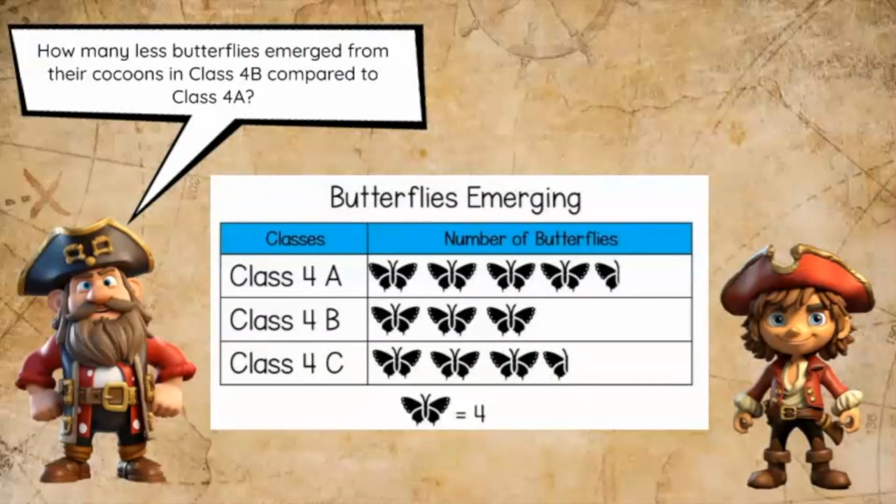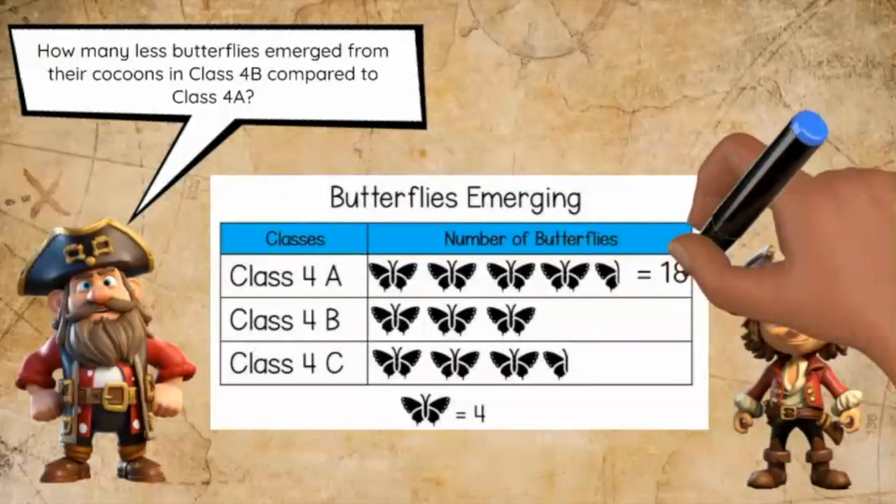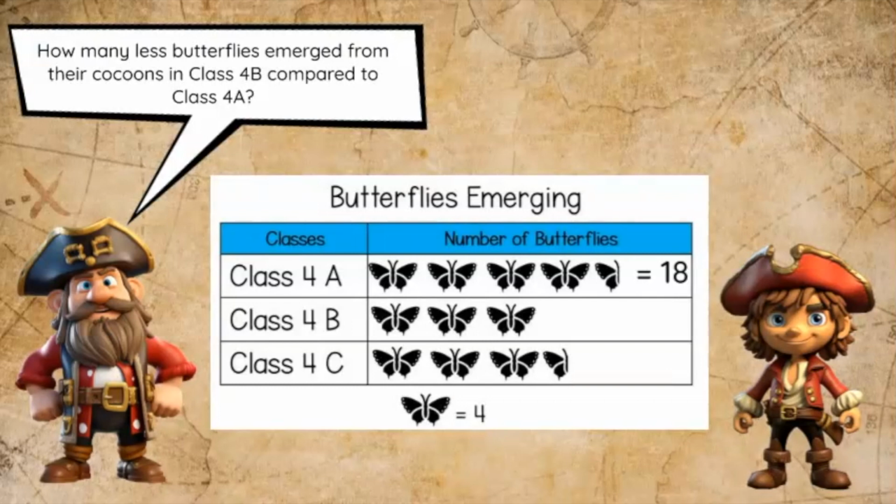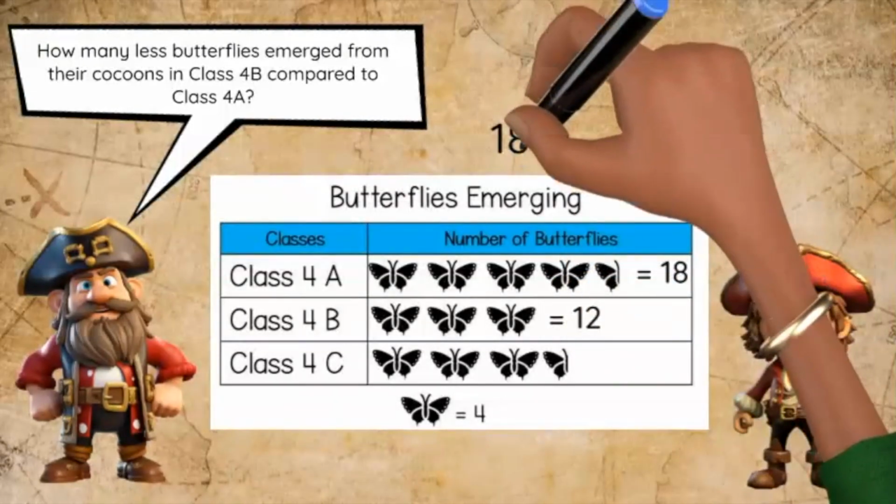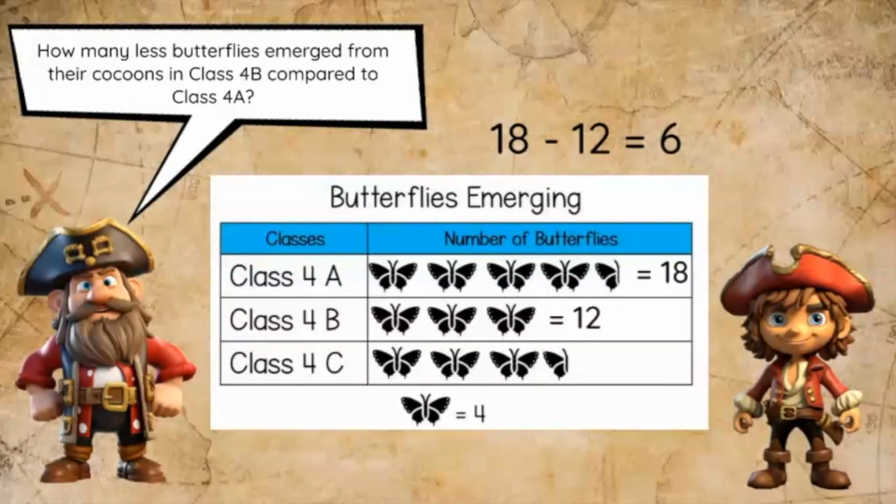There are 4.5 butterflies in Class 4A on the pictograph, which means 18 butterflies emerged from their cocoons. In Class 4B, there are 3 butterflies, which means 12 butterflies emerged. 18 minus 12 equals 6. Class 4B had 6 less butterflies emerge from their cocoons compared to Class 4A.